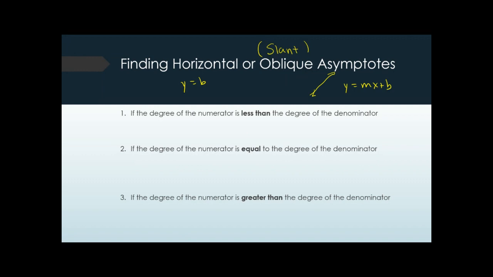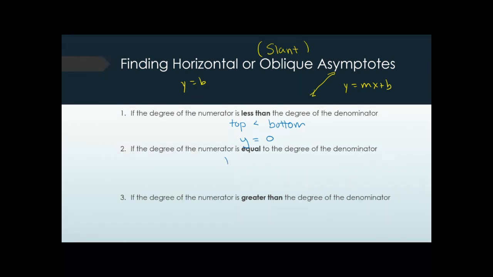There are 3 different cases, and so it depends on your situation. And it depends on the degree of the polynomials in the numerator and denominator. So if the degree of the numerator, the top, is less than the degree of the denominator, so the top is less than the bottom, then your horizontal asymptote is always y equals 0, every time. You don't have to do any thinking, just memorize that. The degree of the top is less than the bottom, it's always 0, y equals 0.